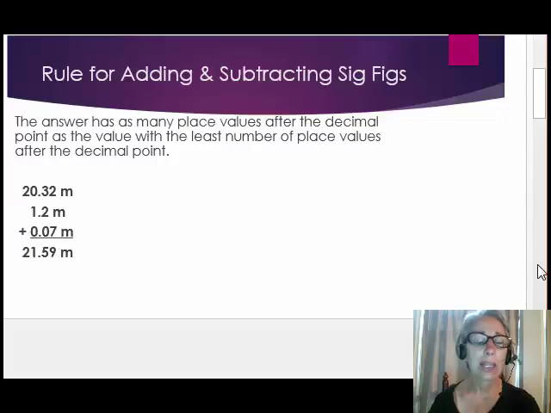The rule for adding and subtracting Sig Figs or measurements is that the answer has as many places after the decimal point as the value with the least number of places after the decimal point. If we look at this example, 20.32 meters plus 1.2 meters plus 0.07 meters, the final answer that our calculator would give us is 21.59 meters.